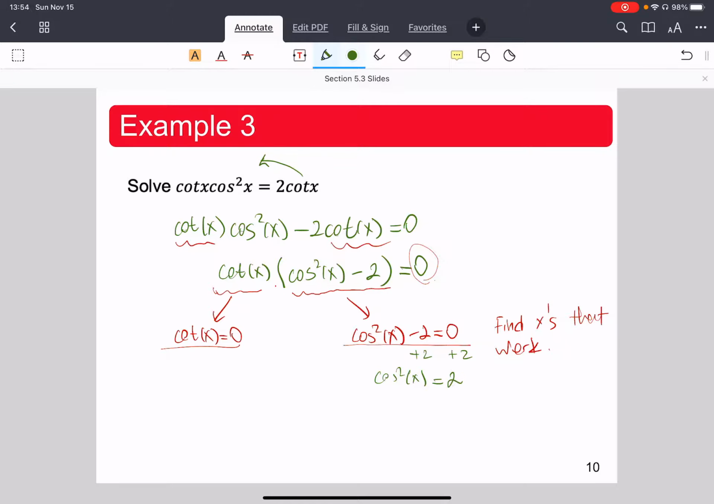Then I'm going to take the root so I can get just cosine itself. So plus or minus root 2. So the question is, do we have any x's that make cosine plus or minus square root of 2? And the answer is no. No such angle exists. So what that means is there is no solution.